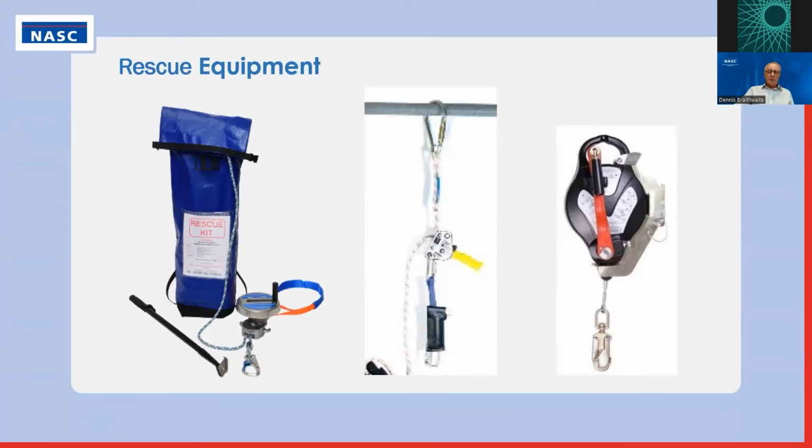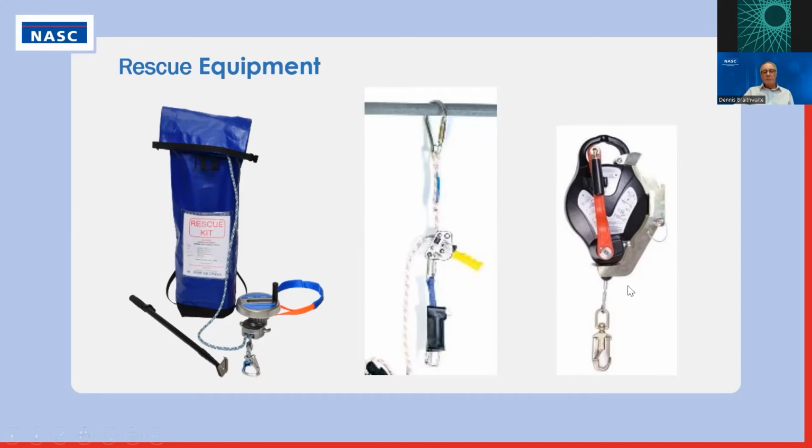Types of rescue equipment that's available. This is just some examples. The one on the left there is a piece of kit where you've got an extendable pole that you can actually clip onto the man's harness. Bearing in mind the man will probably be beneath the feet of the rescuers. So you clip that onto his harness and you can actually pull him up or even let him down, to be honest.